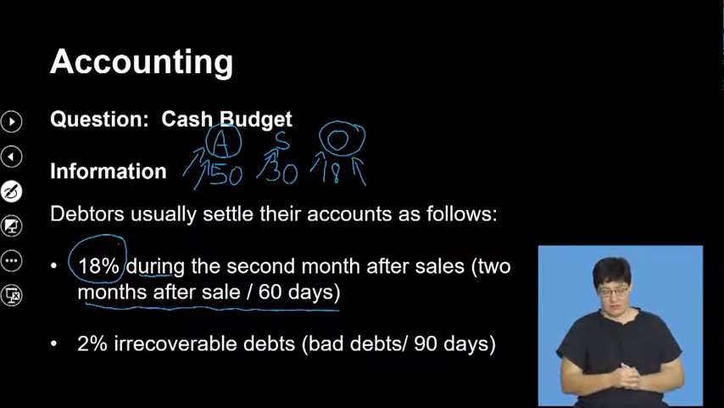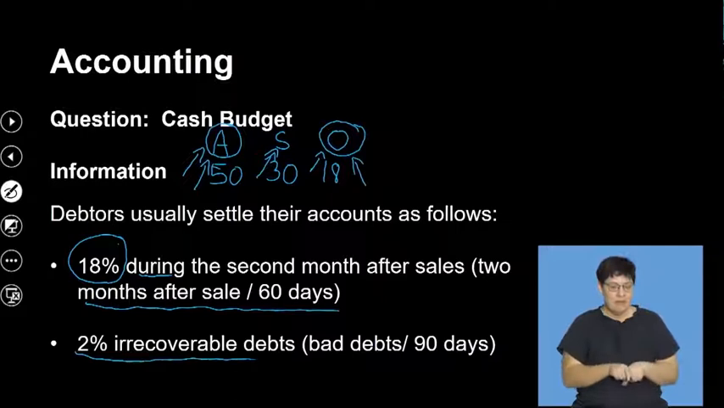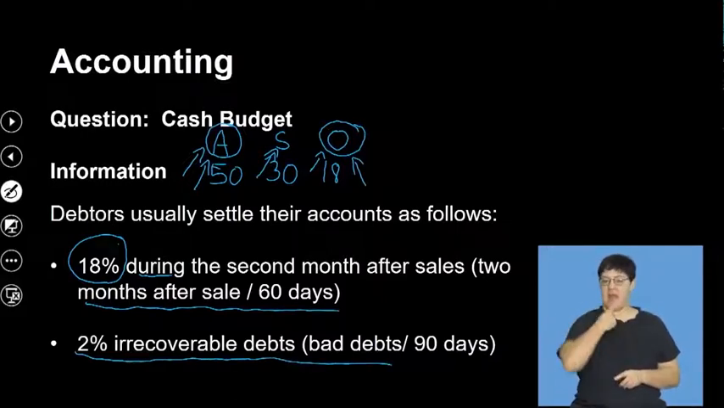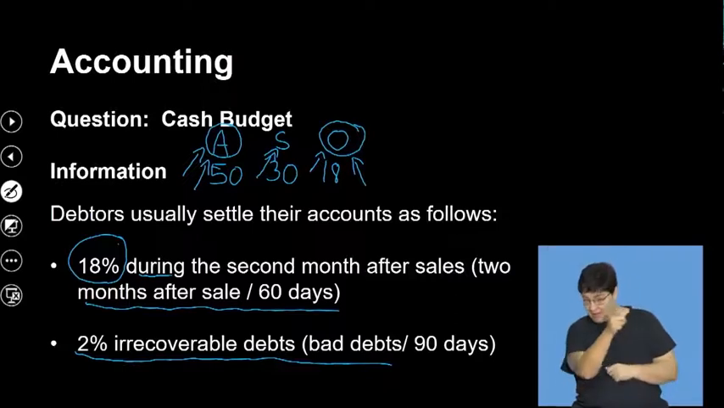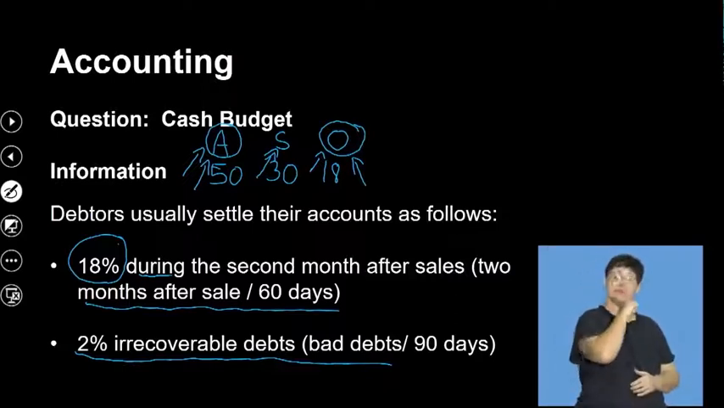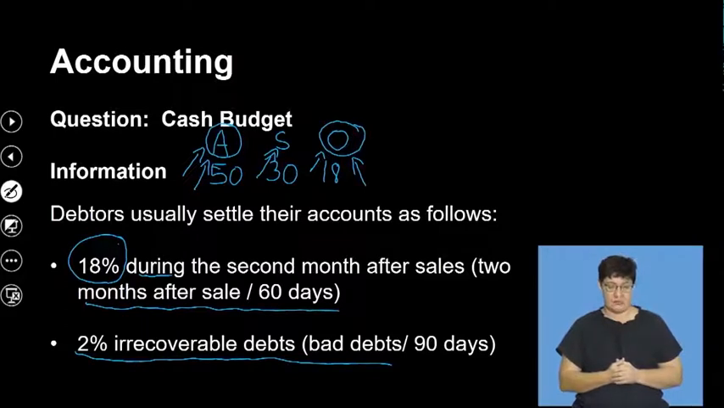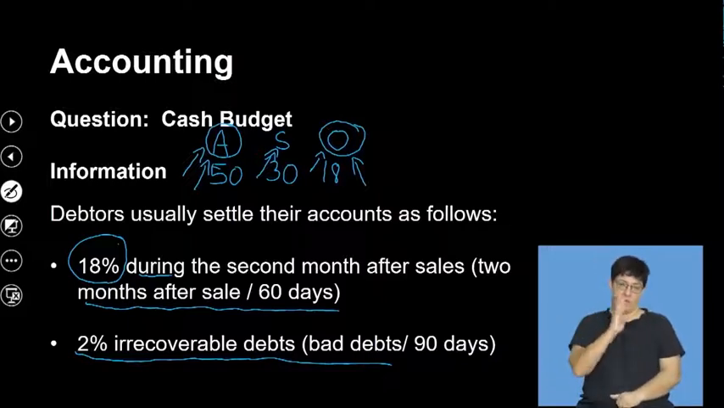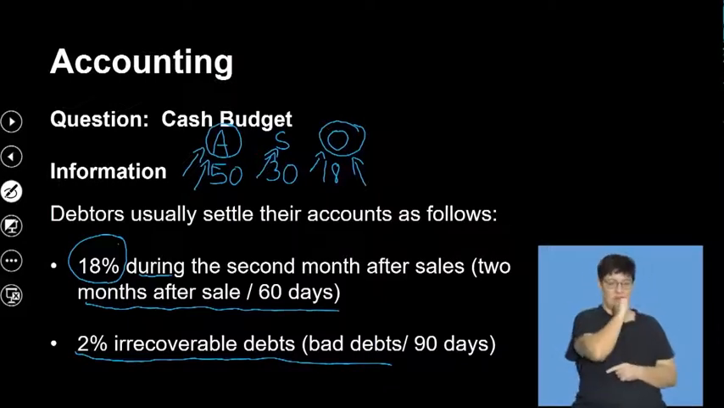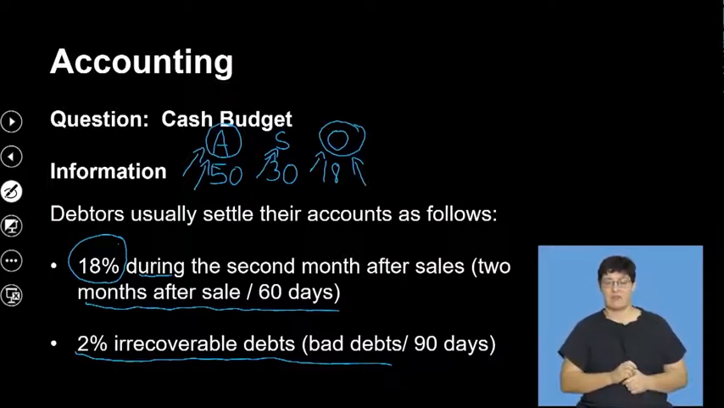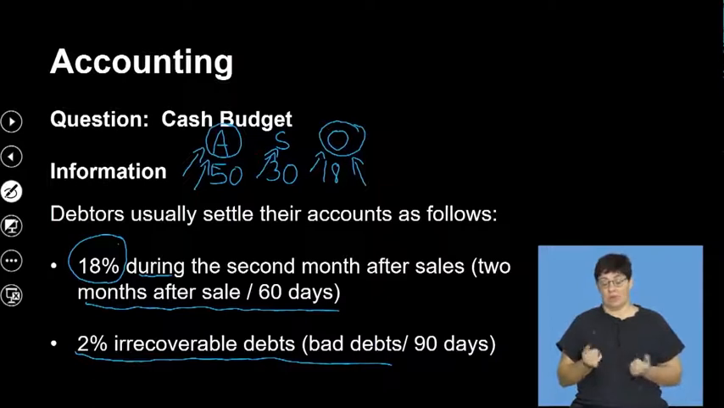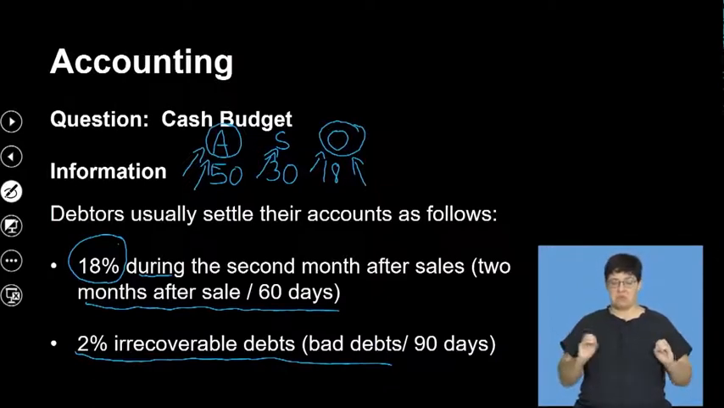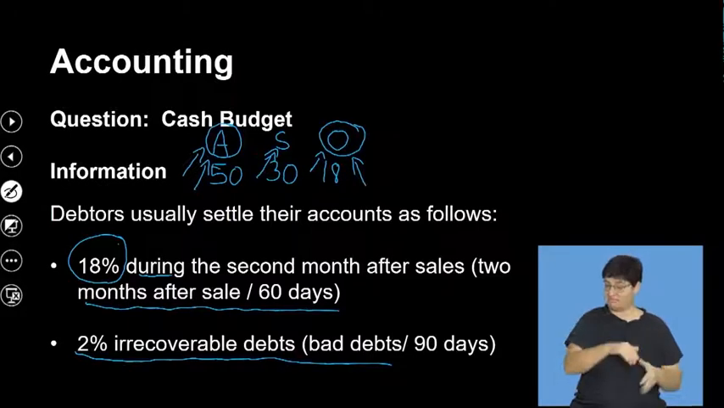Right, and you are also told that 2% is irrecoverable. That means you expect 2% of your August debtors not to pay you at all. Right. In other words, you're expecting to receive 98% of your August credit sale. Do we get the 98%? Let's check. 50 plus 30 is 80, plus the 18 will give you 98%. Obviously, you are told, or the expectation is that 2% will not pay you at all, and those will be your irrecoverable or your bad debts. Okay.